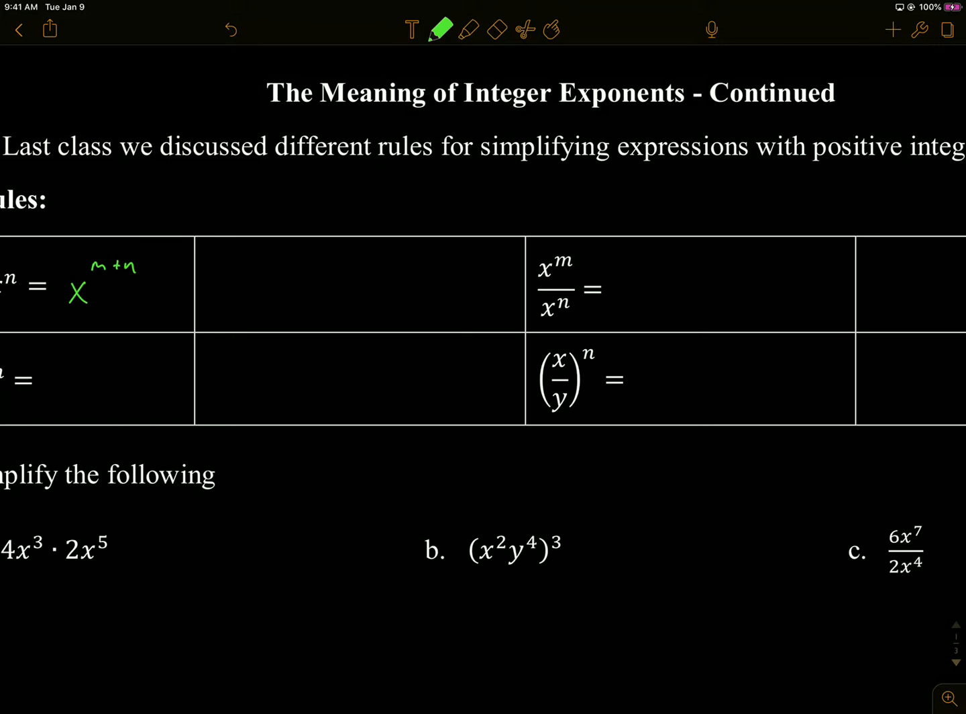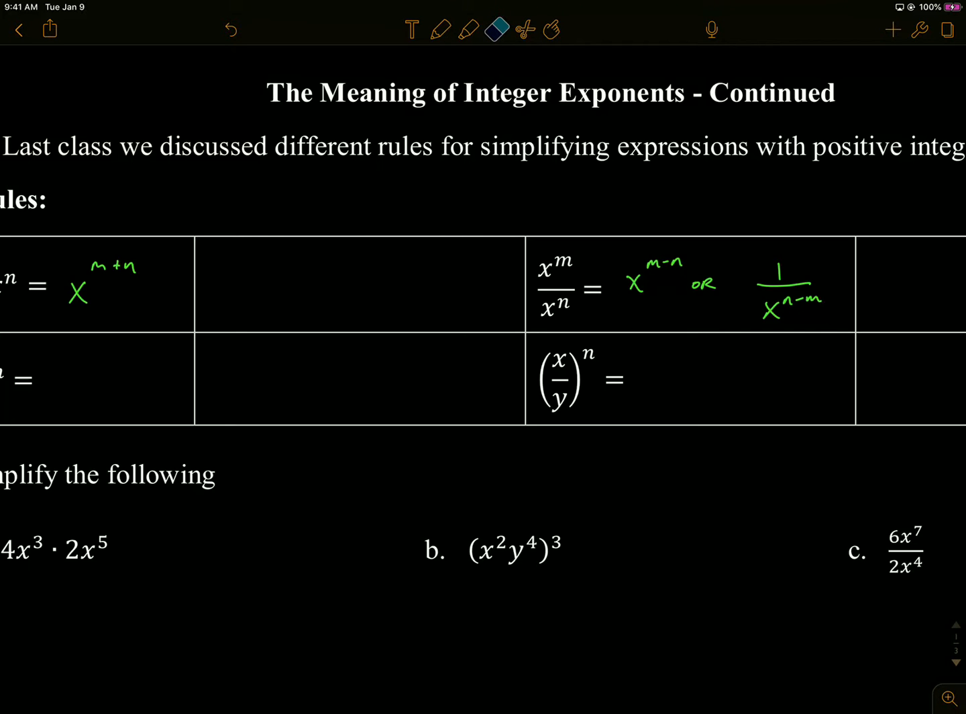So I'm going to say that you get x to the m minus n, or if the bottom's bigger, you'll get 1 over x to the n minus m. It depends which one's bigger. And if it's on top, then it stays on top, and we don't show the over 1 part.